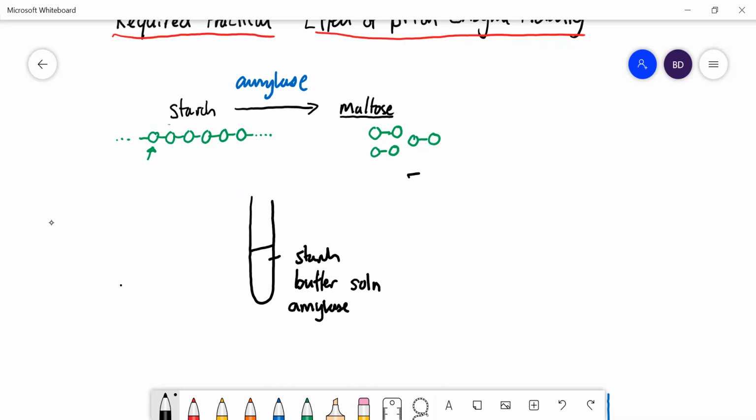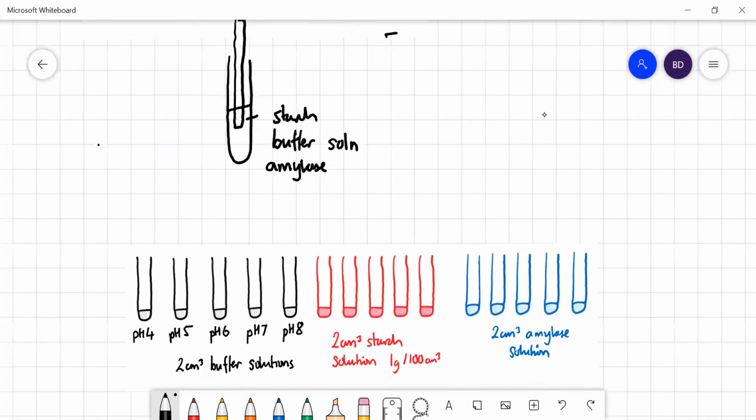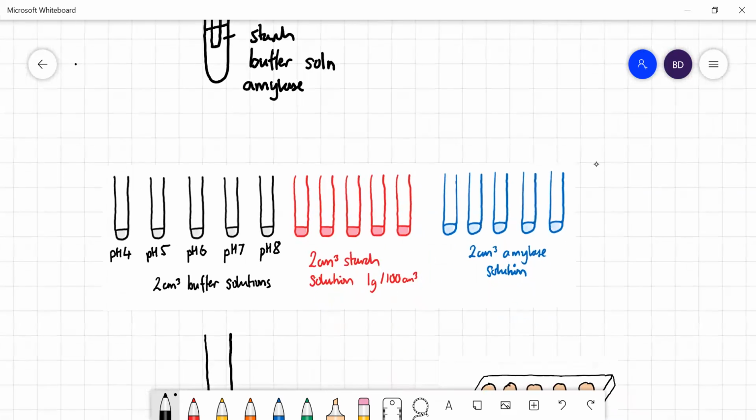We're going to leave that, and then while it's reacting, every 10 seconds we're going to dip in a glass rod, take the glass rod out and then put it in some iodine to see if the iodine goes black. If the iodine does go black, it means we've still got starch there. If it stays orange color, all the starch is gone. So bearing in mind how we're going to do that experiment, we've got to keep all of those variables the same to make it a fair test.